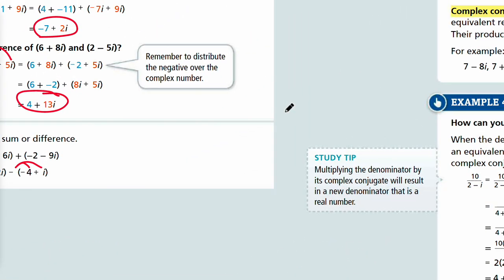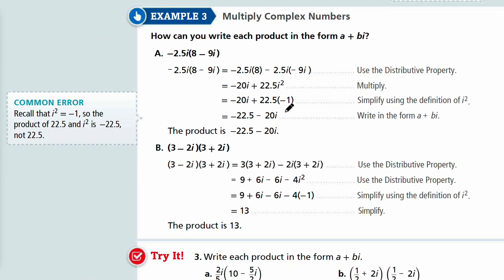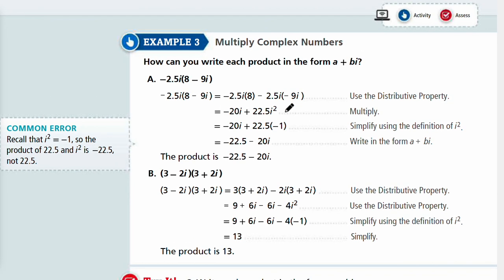Okay, now let's move on to the next example, example 3. Multiply complex numbers. How can you write each product in the form a plus bi, which is the complex number form, right? So part A, we have a complex number times a complex number, right? -2.5i times 8 minus 9i. If you use the distributive property, negative 2.5i times negative 9i will give you negative 20i plus 22.5i squared.